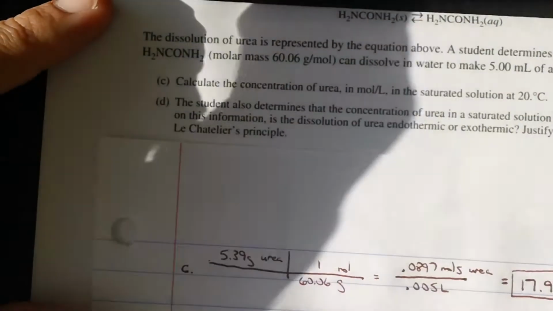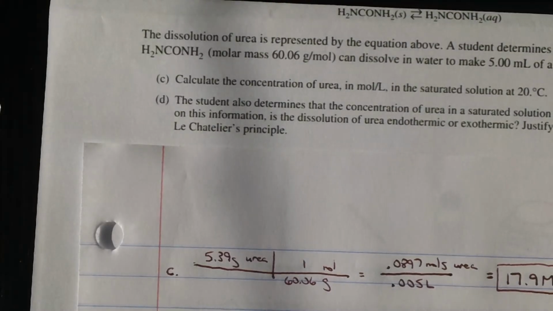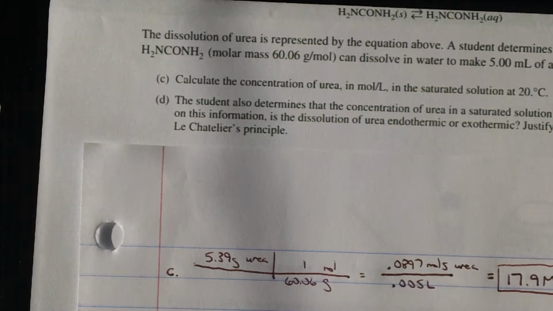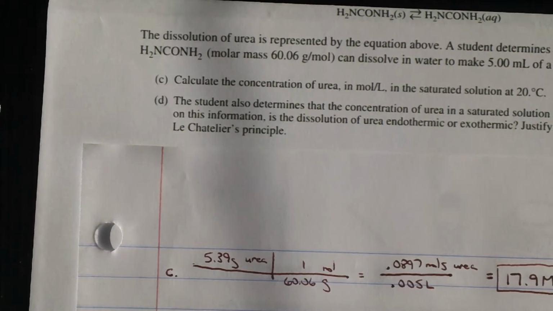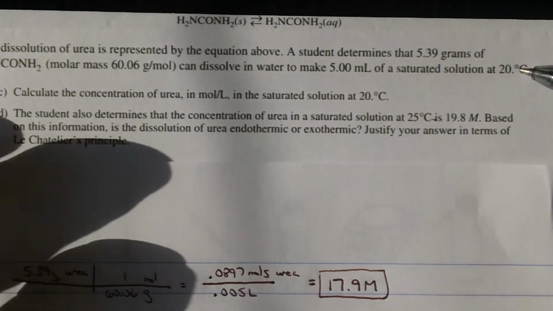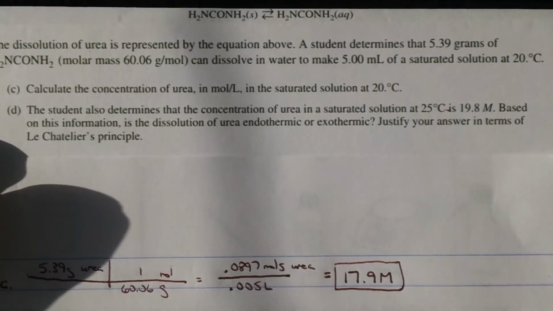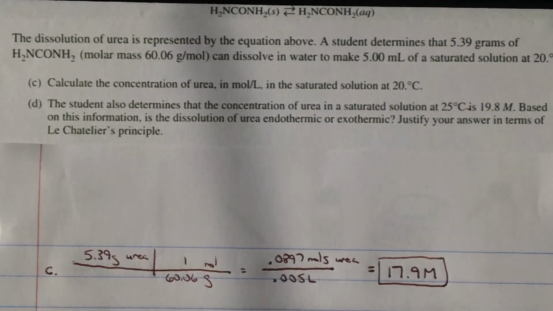Sip of coffee and on to part D. Here we go. The student also determines that the concentration of urea in a saturated solution is 19.8. Based off this information, is the dissolution of urea exothermic or endothermic? Justify your answer in terms of Le Chatelier's principle. What changed here from this saturated solution to this saturated solution was the temperature increased, sorry I wasn't pointing at it, from 20 degrees Celsius to 25 degrees Celsius, and it causes a different amount of solute to be dissolved.